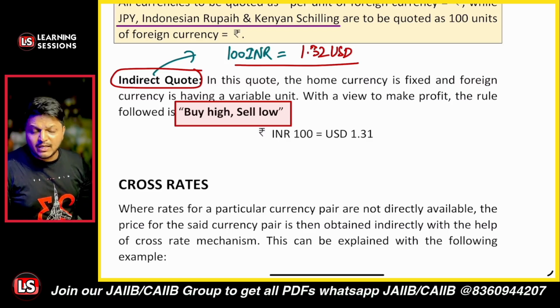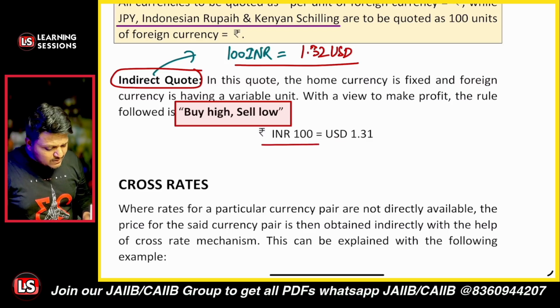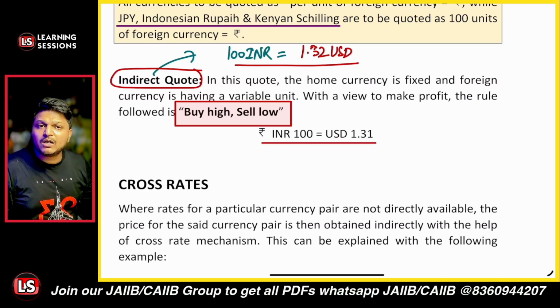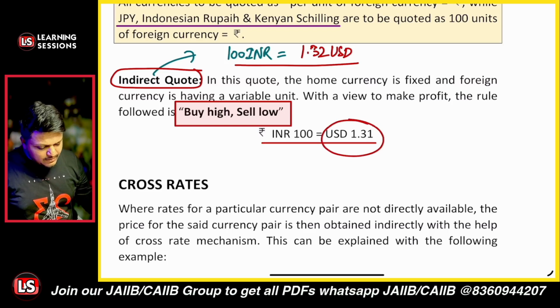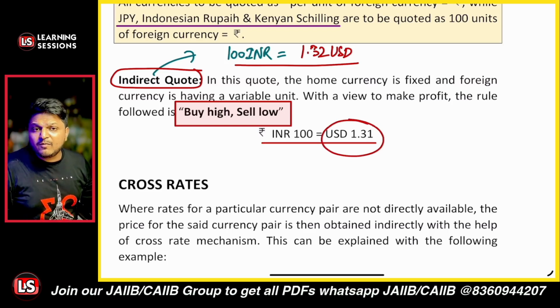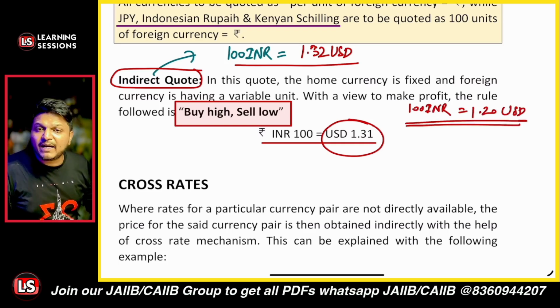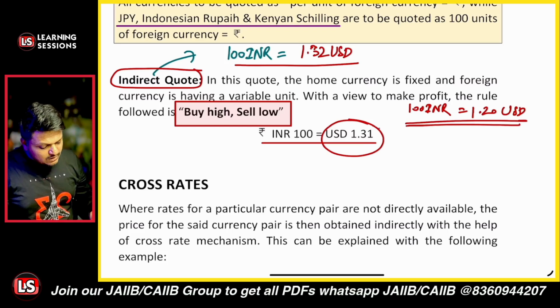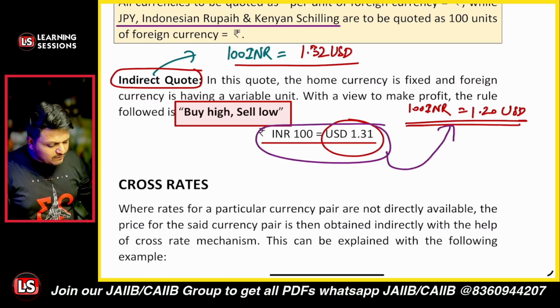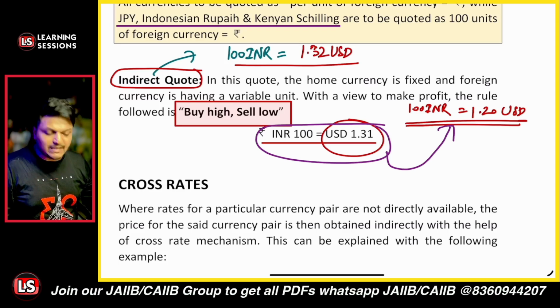How is this true? Let's say I got 1.31 USD for 100 rupees. And further, I'll be selling when I'm getting fewer USD, then only I'll be making a profit. Let's guess if we get only 1.20 USD later on for that 100 INR. In that scenario, I'll be making a profit because it is a scenario of buy high and sell low. We purchased when we got the maximum value, and we sold when we got the least value out of it. Is that clear?